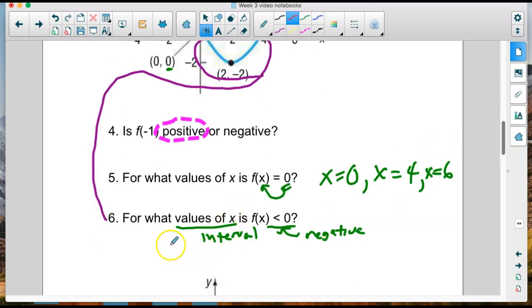We can put it in interval notation, 0 to 4. It looks like an ordered pair, or we can use set notation x such that 0 is less than x is less than 4. So there's our set notation, there's our interval notation. Either one of those is correct.